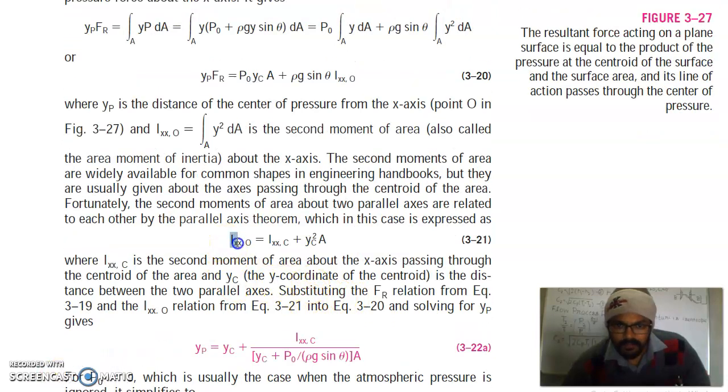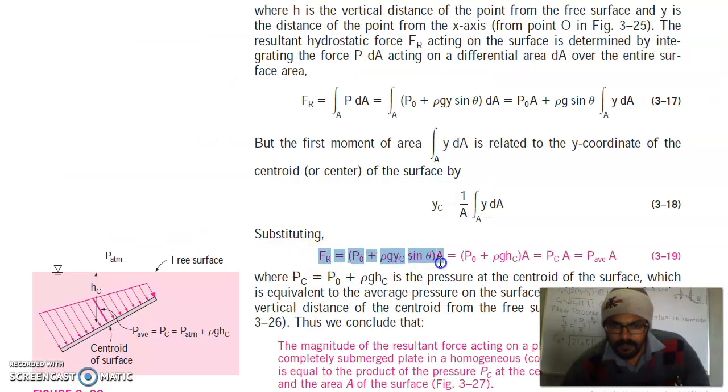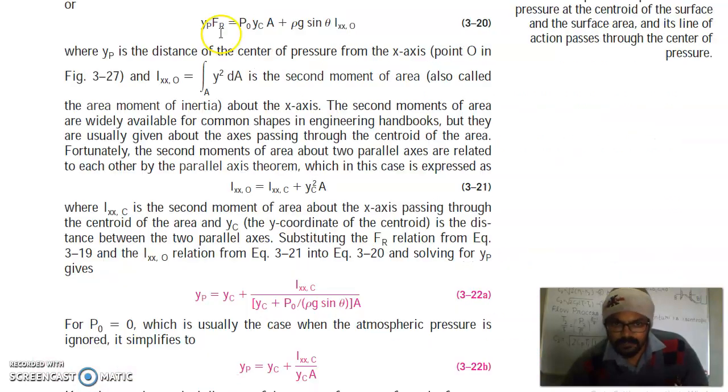Now we have the second moment of area about O in terms of the moment of area about the centroid. So you can replace this term here, we have this term here, you can put it from here into this equation. FR we already calculated in the previous calculations. So this is your FR here. You can substitute FR and the second moment of inertia in the equation. After putting FR and this moment of inertia, you will get Yp in terms of Yc.